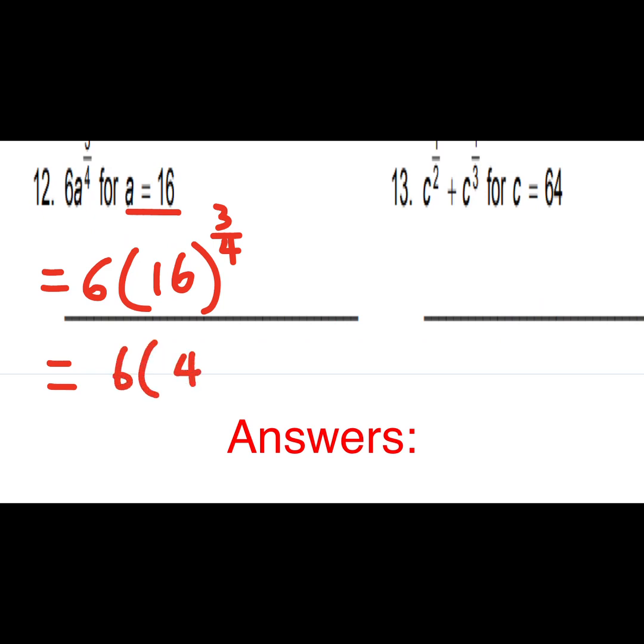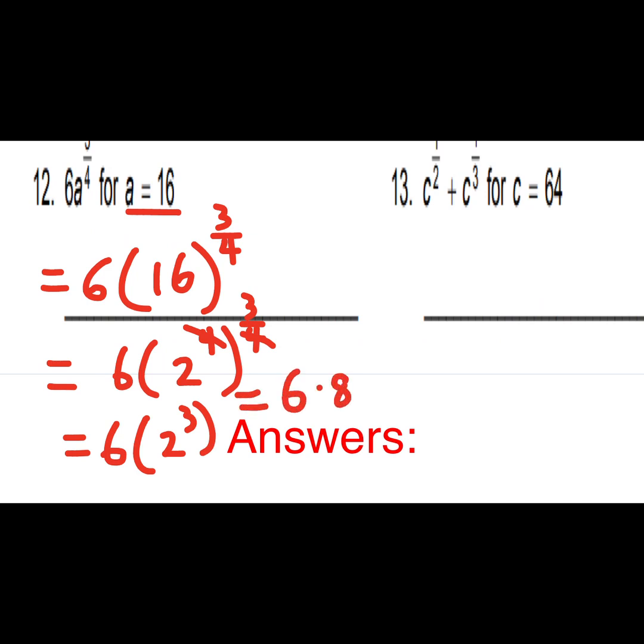So I can write this as, actually, I'm going to write 16 as 2 to the 4th, and then we have 3 over 4. So the 4's will cancel out, and I have order of operation, which is 6 outside by itself, and then we have 2 to the 3rd power, which gives us 6 times 8, and then gives us a final answer of 48.